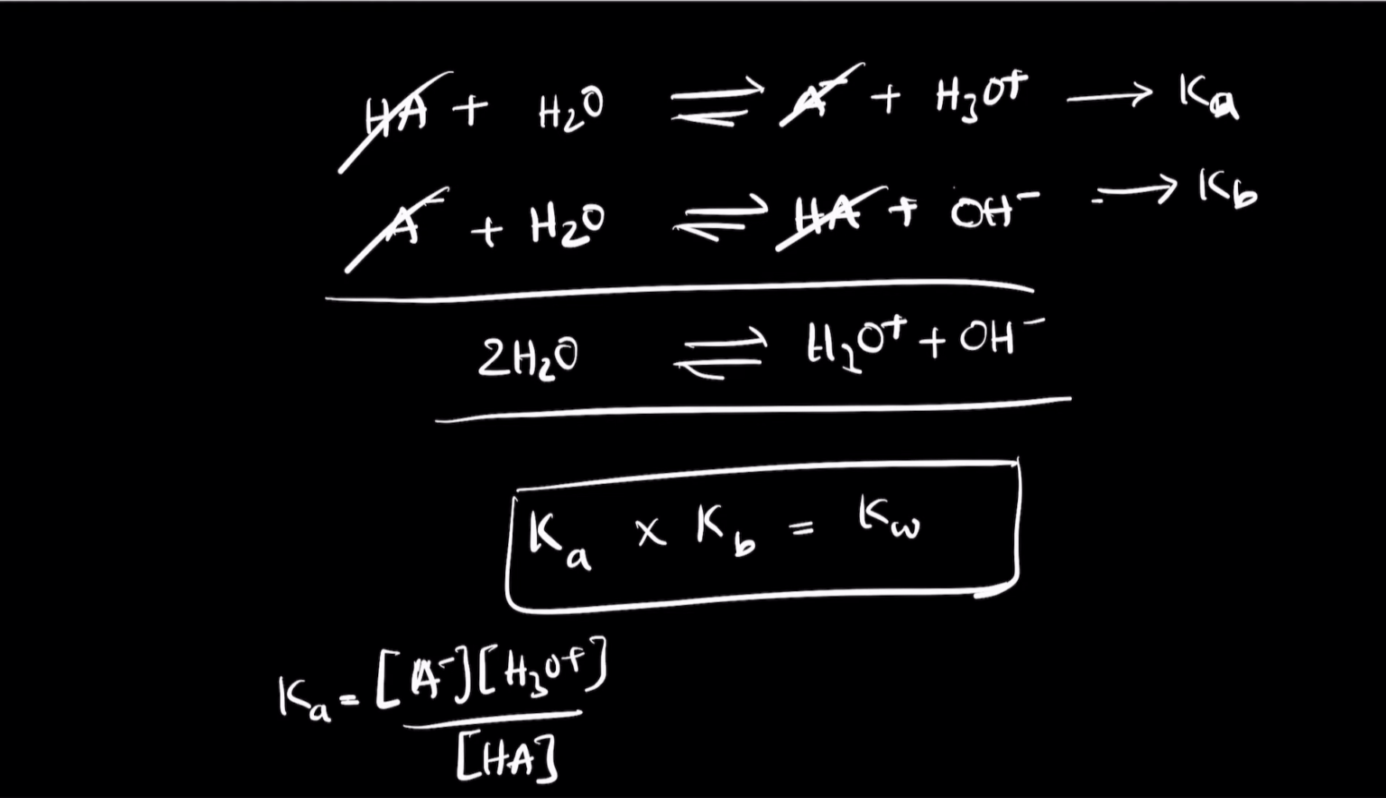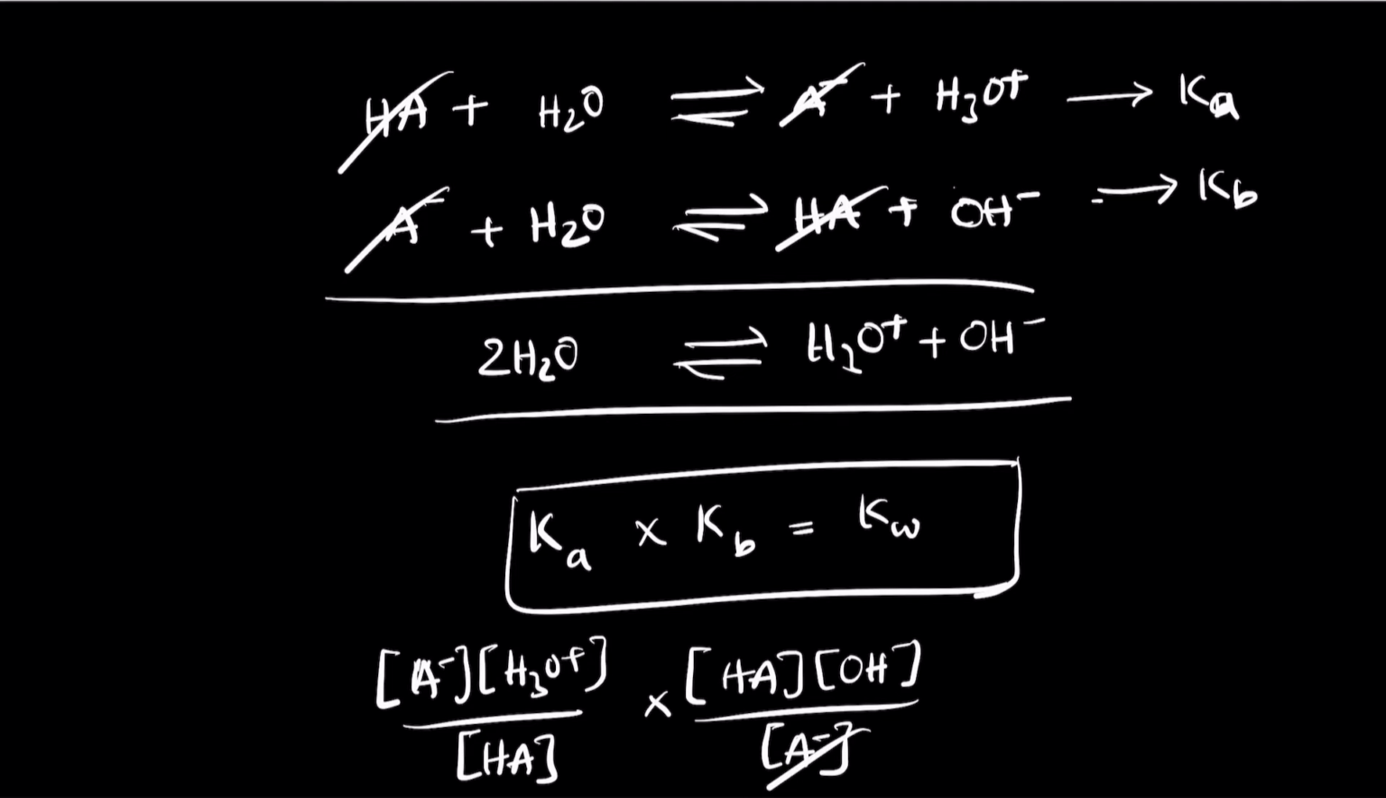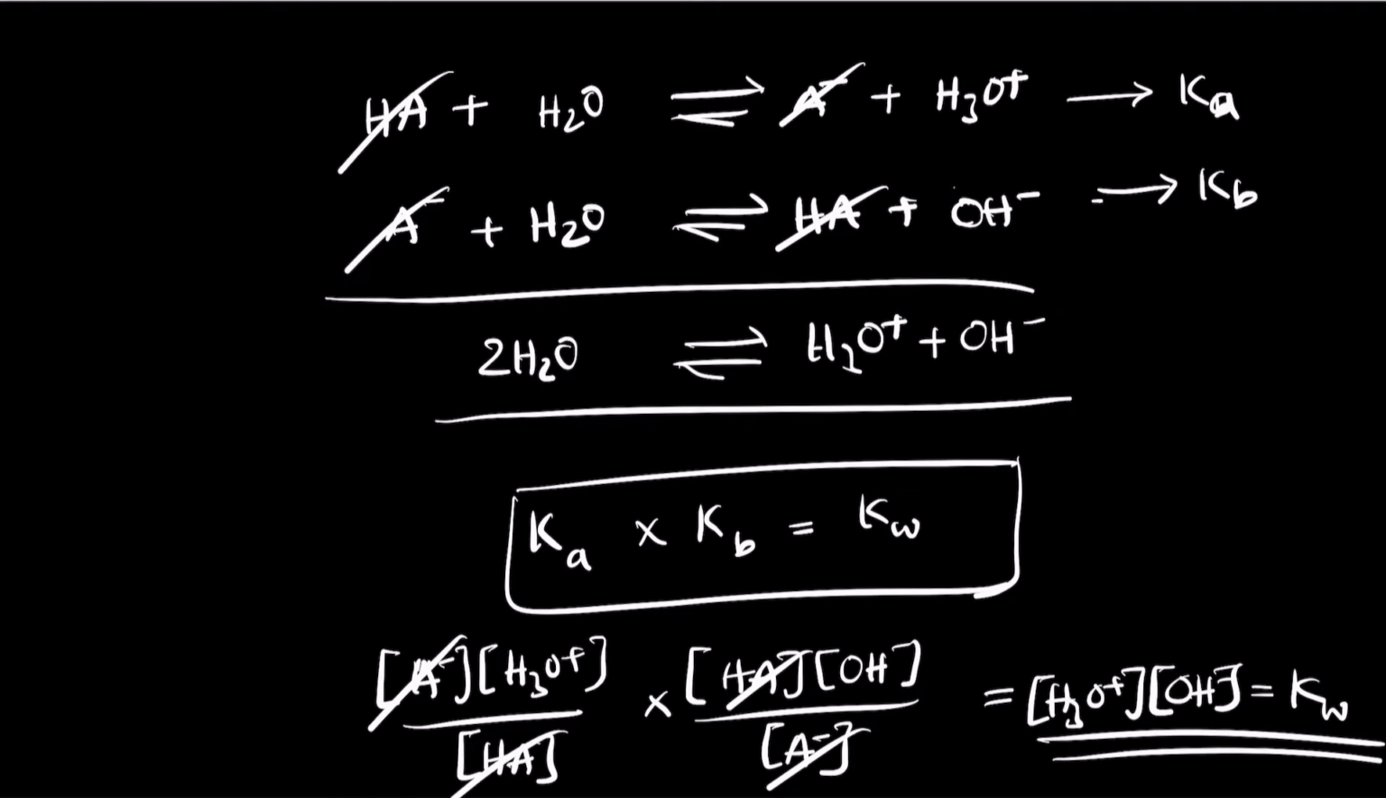And the equation for Kb becomes HA times OH minus divided by A minus. So A minus gone, HA gone, which equals H3O plus times OH minus, which is equal to Kw. So this is the reason why we write the equation Ka times Kb equals Kw.